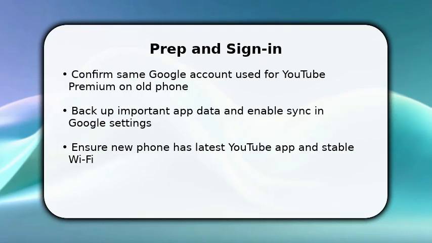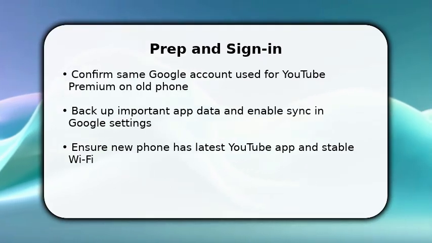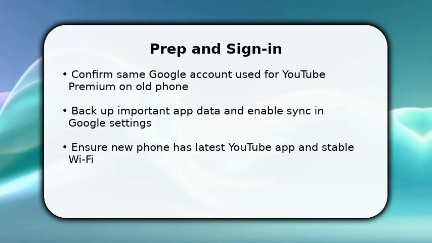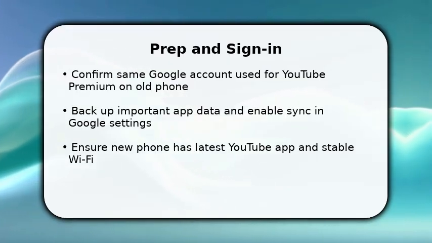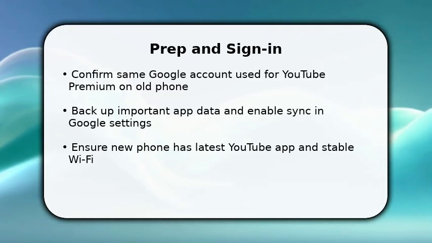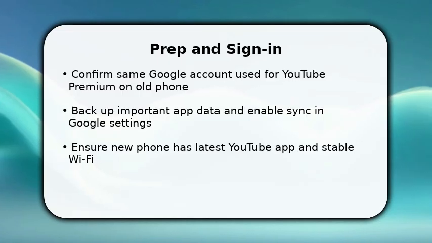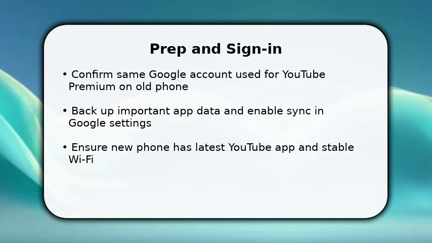You start by confirming the exact Google account tied to your YouTube Premium. This is the key. Once done, sign out of any other Google accounts on the new device to avoid confusion, then sign in with your Premium account. Make sure app updates are applied and Wi-Fi is strong so the subscription info can sync quickly. This avoids waiting on mobile data and reduces login hiccups.